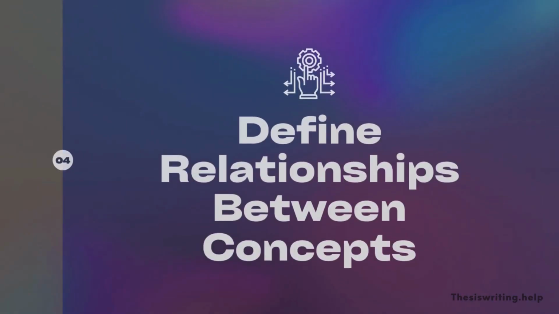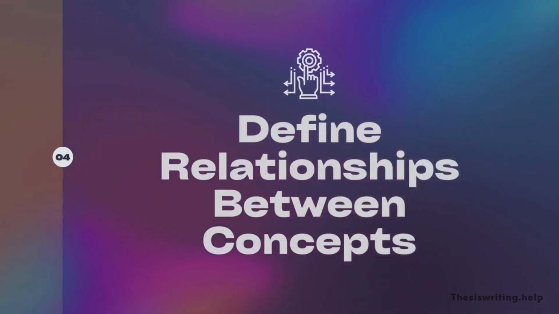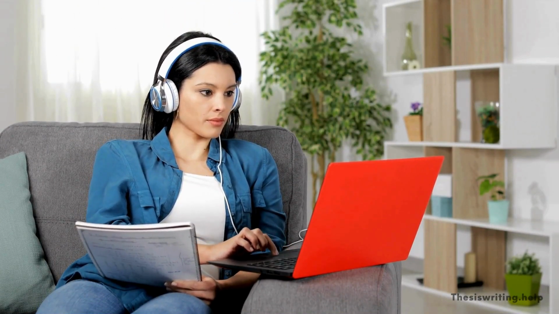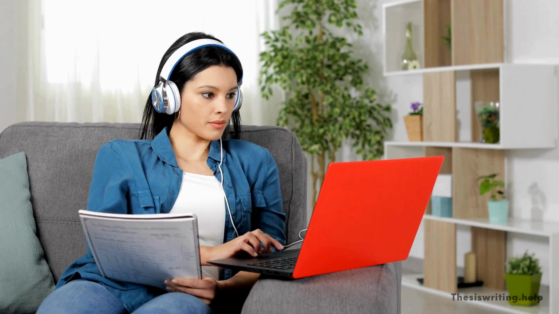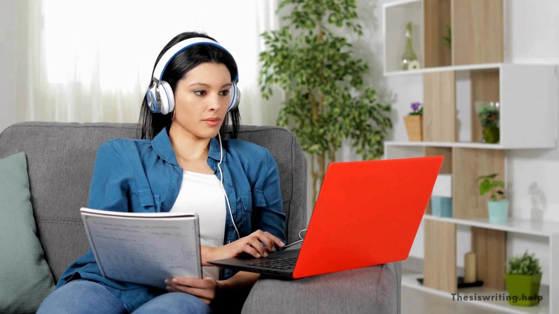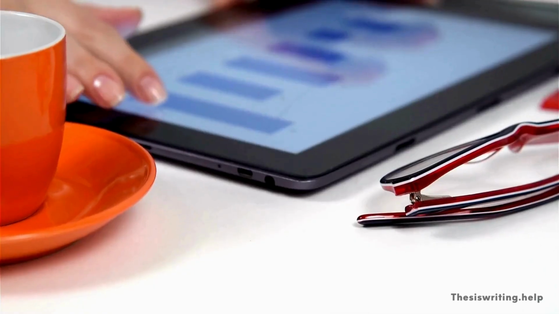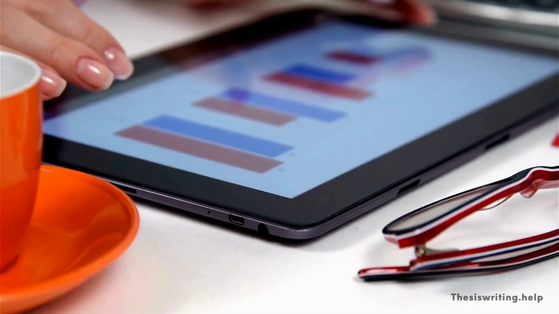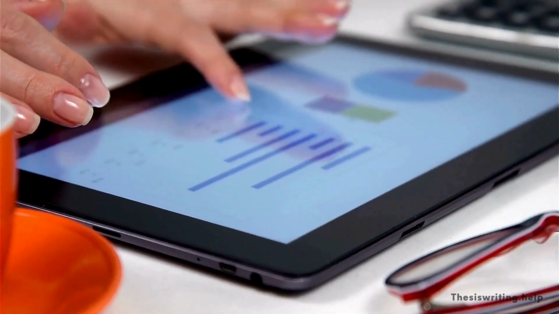Number four, define relationships between concepts. Clearly define how the key concepts in your study are related to each other. This involves identifying dependent and independent variables and explaining the expected relationships between them. Use diagrams or conceptual models to visually represent these relationships.